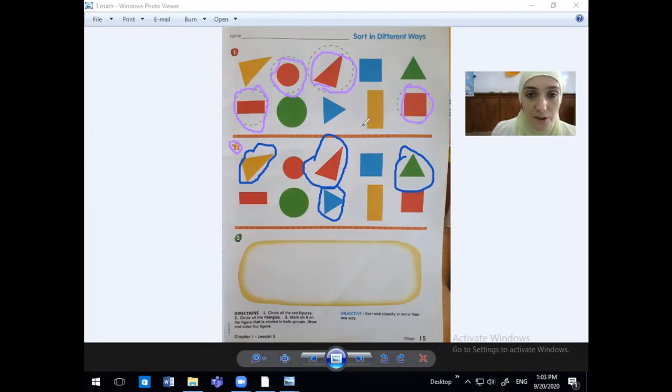Let's check other. Did we circle red square? No. Did we circle here green triangle? No. Did we circle in the first group blue triangle? No. So the only figure that we marked in both groups is red triangle. So we need to cross it out. Just I will change the color. So we make an X to mark it.